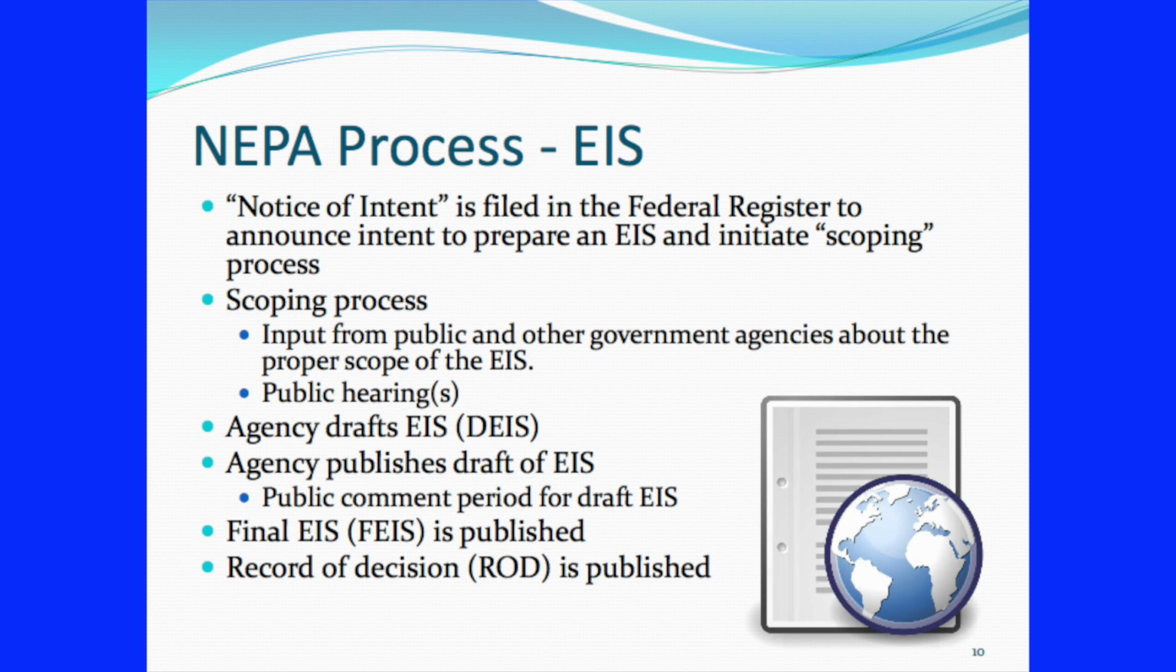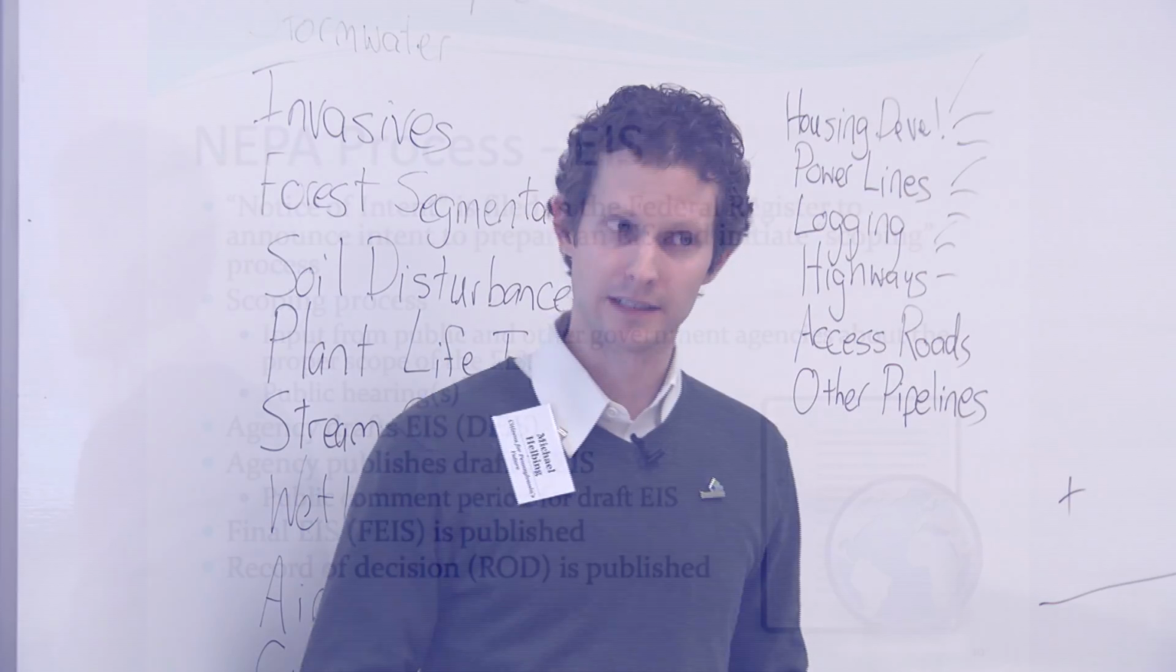So this is the process for the EIS. The agency will file a notice of intent, an NOI, in the Federal Register to announce the intent to prepare an EIS and to initiate the scoping process.